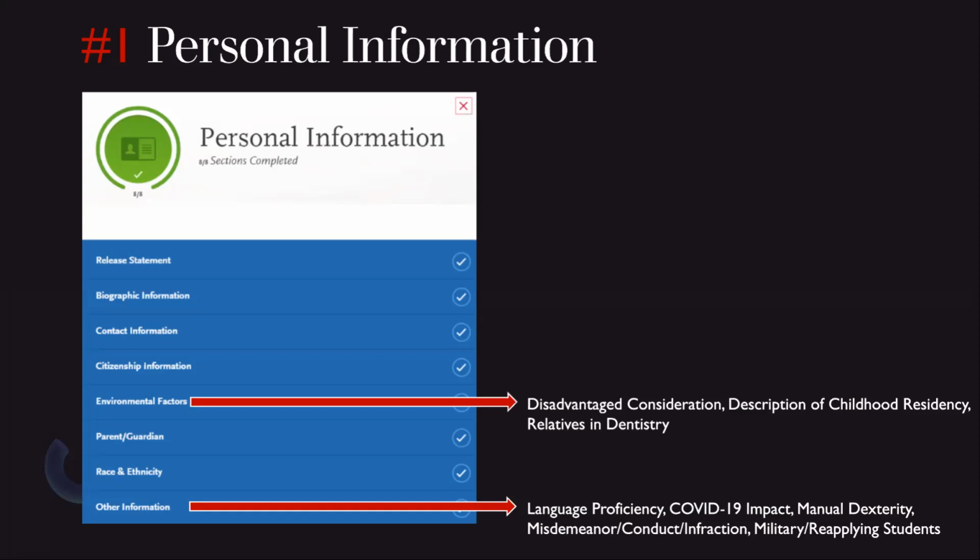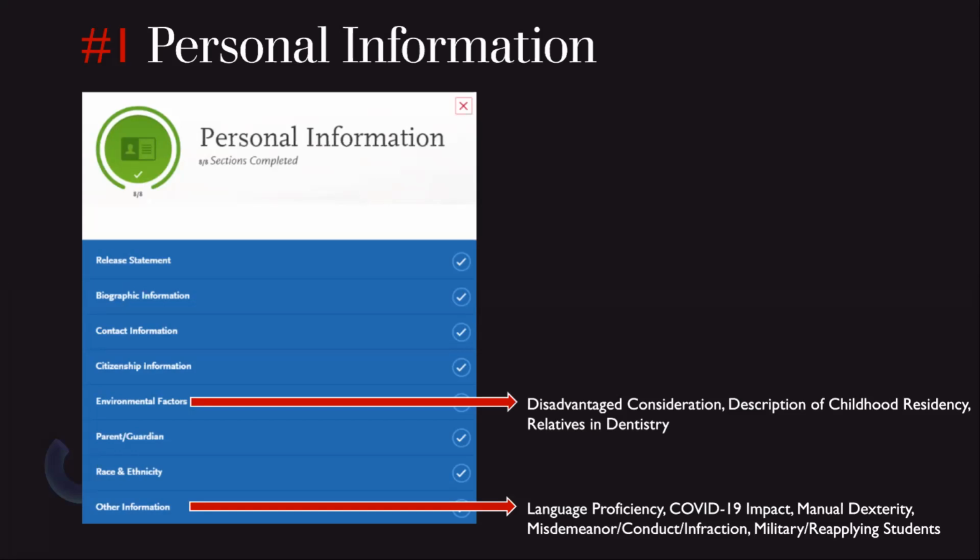This past cycle had a COVID-19 impact, and if I had to guess, that will remain on the upcoming application cycle. I forget how many characters or words you can use to describe the way that COVID impacted you, but it's definitely enough to explain whatever circumstances you were put under. And then manual dexterity, which I will explain on the next slide.